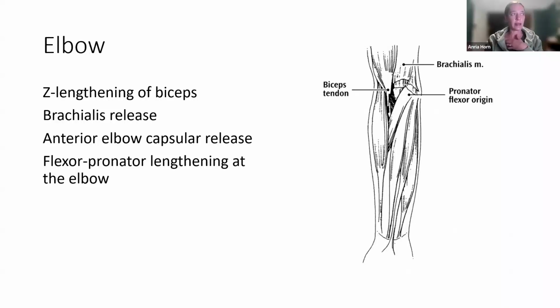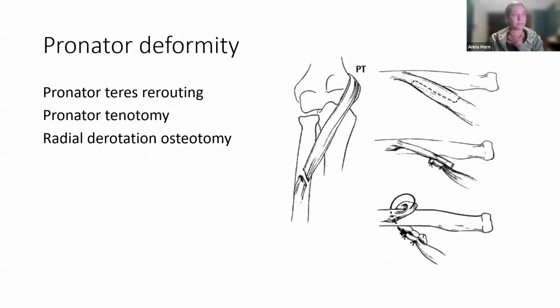For the elbow, Z lengthening of the biceps, brachialis, anterior capsule, and then also the flexor pronator slide. So basically everything that crosses the elbow. I used to think this really works very well, but in the last few years, the patients just recur. I really haven't been very impressed. And I don't understand how it happens, because if you cut the whole brachialis, the whole biceps, the whole brachioradialis, how do they still flex their elbow? But they do. So I've been a little bit disappointed with the result of this surgery, whereas I used to think it was one of the better ones.